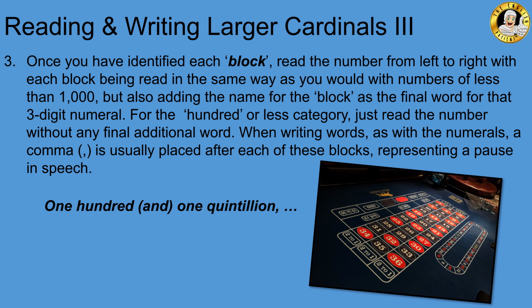So we've identified each block, and we now want to read the number from the left to the right, with each block being read in the same way as you would with numbers of less than 1,000, but also adding the name for the block as the final word for that 3-digit numeral. For the 100 or less category, just read the number without any final or additional word. When writing words, as with numerals, a comma is usually going to be added after each of these blocks, and this simply represents a pause when you are speaking.